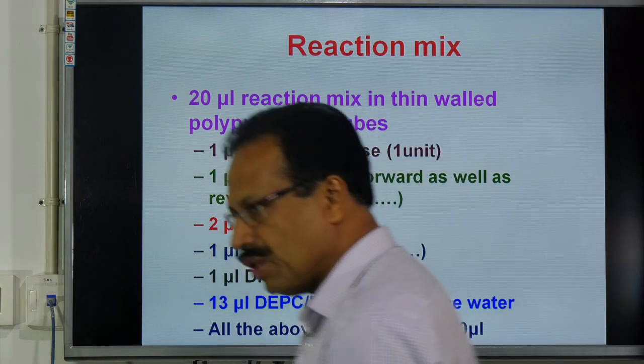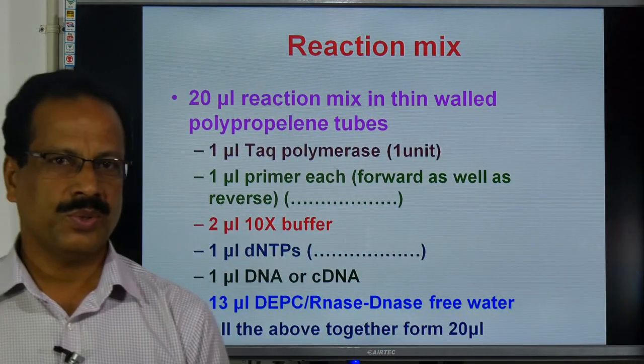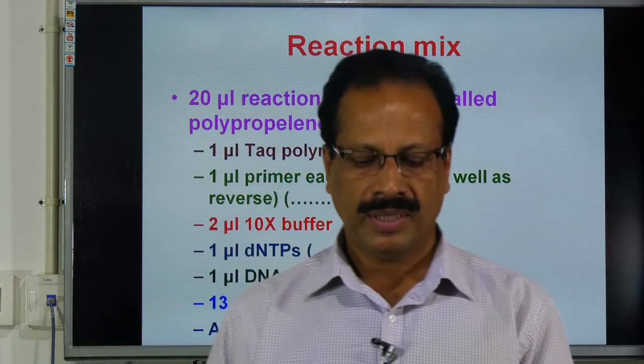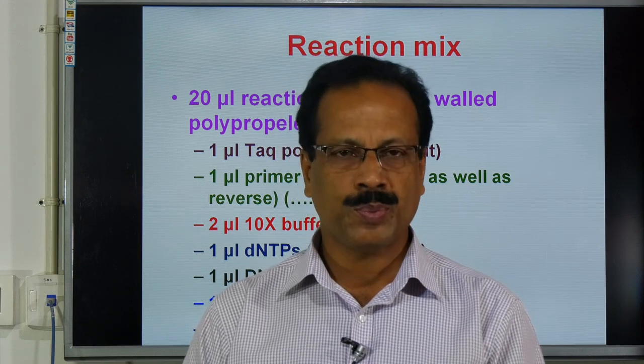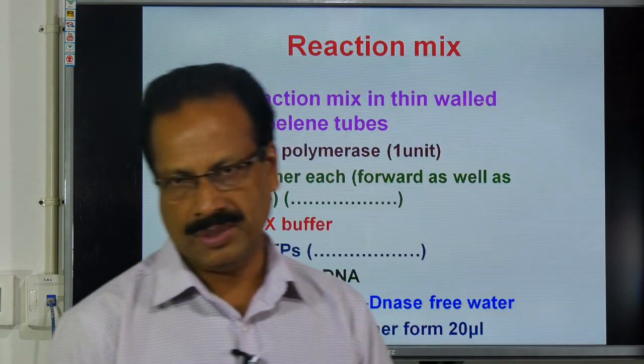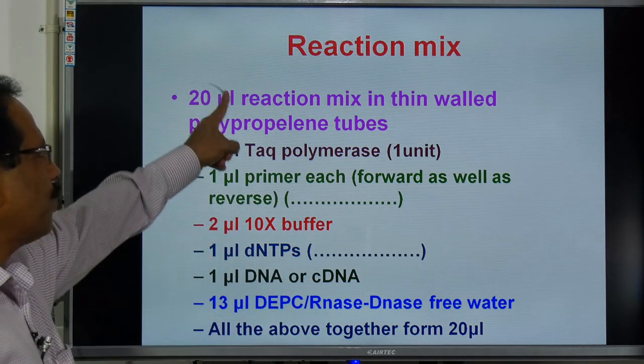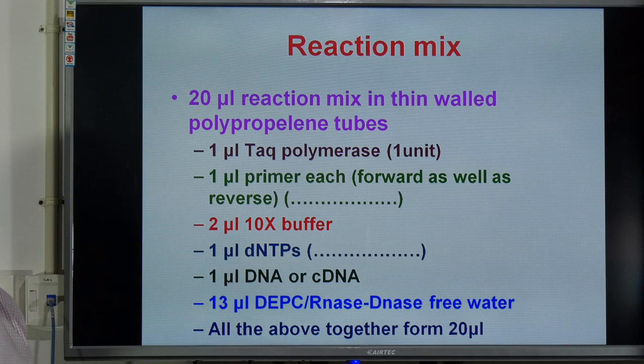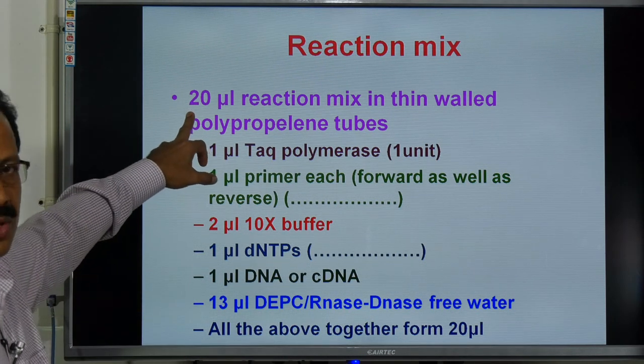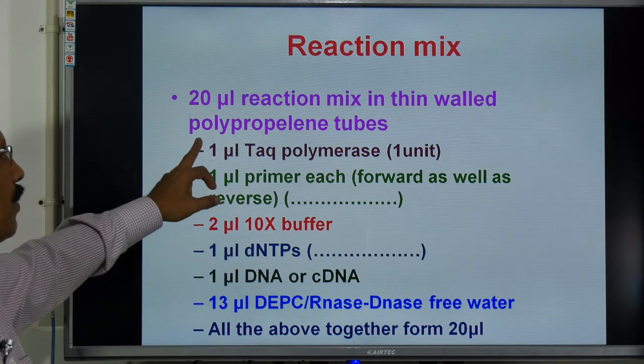Reaction mix. So how will you prepare a PCR reaction mix? It needs your template, the dNTPs, that is the building blocks, the enzyme needed for this, the buffer to produce the optimum pH, and the cations. So normally we set up a 20 microliter reaction mix. We can even choose 10 microliter depending upon the cost or your financial status. Or if you need more amplified product, you can set up 40 microliter.